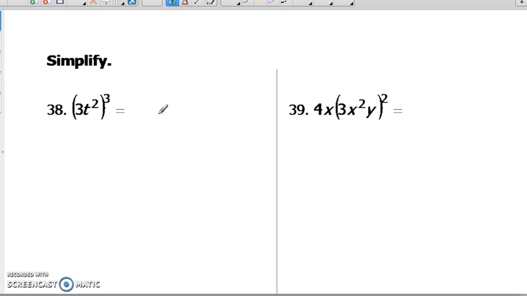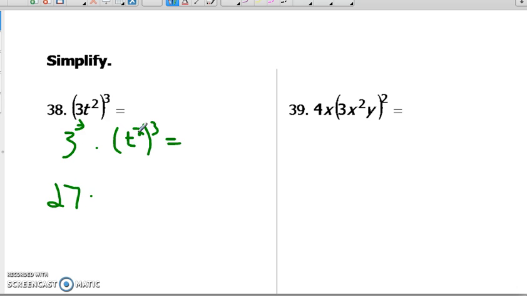All right, so here we go. So 3t squared raised to the third power. I want to take everything inside of here and raise it to the third power. So I'll have 3 to the third power times, in parentheses, t squared, and then I raise this to the third power. So 3 to the third power, we can simplify as not 9, but 27.